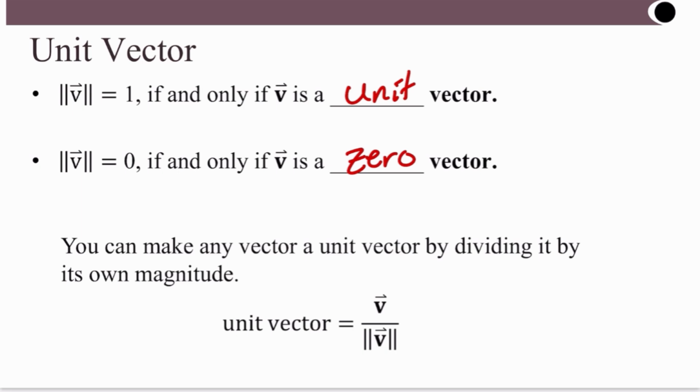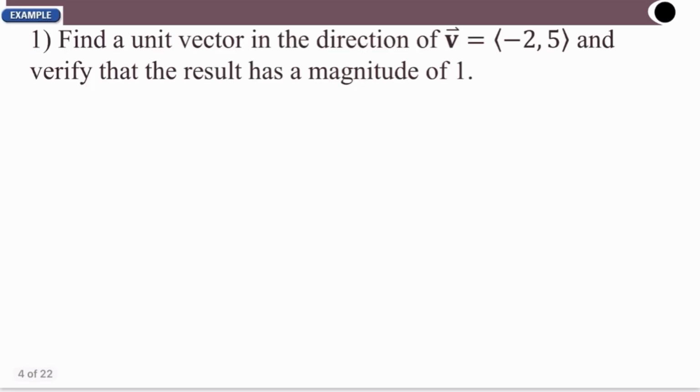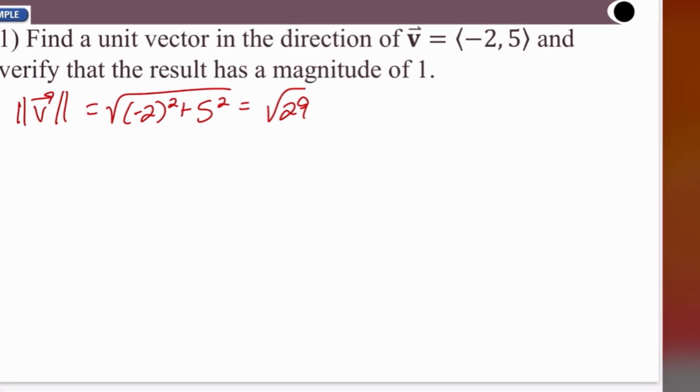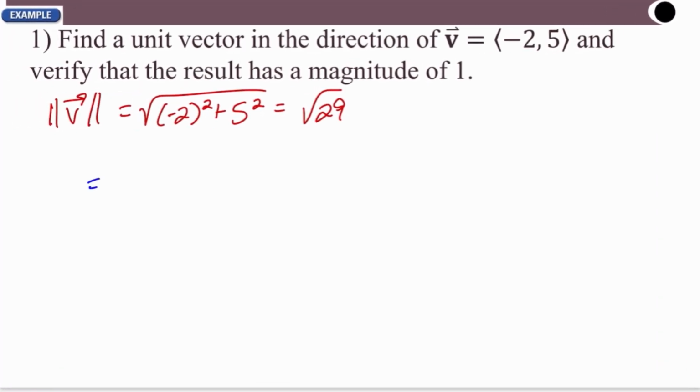You can make any vector a unit vector by dividing it by its own magnitude. So let's do that in this first example. Find a unit vector in the same direction as vector v = <-2, 5>, and verify that this result has a magnitude of 1. The first thing we need to do is find the magnitude of vector v. That's just going to be the square root of (-2) squared plus 5 squared, which is the square root of 29. Now we're going to take vector v and multiply it by 1 over the square root of 29, times <-2, 5>.